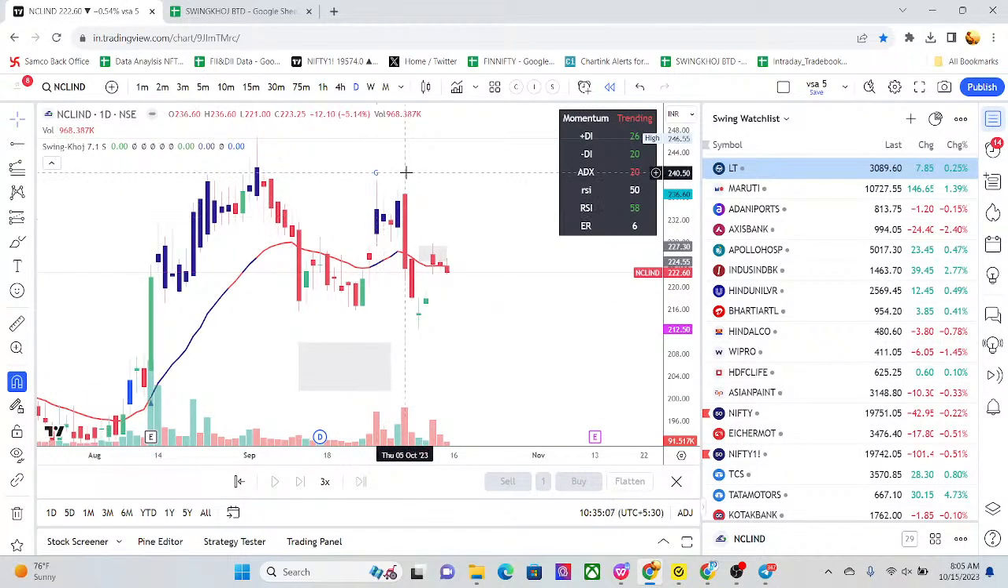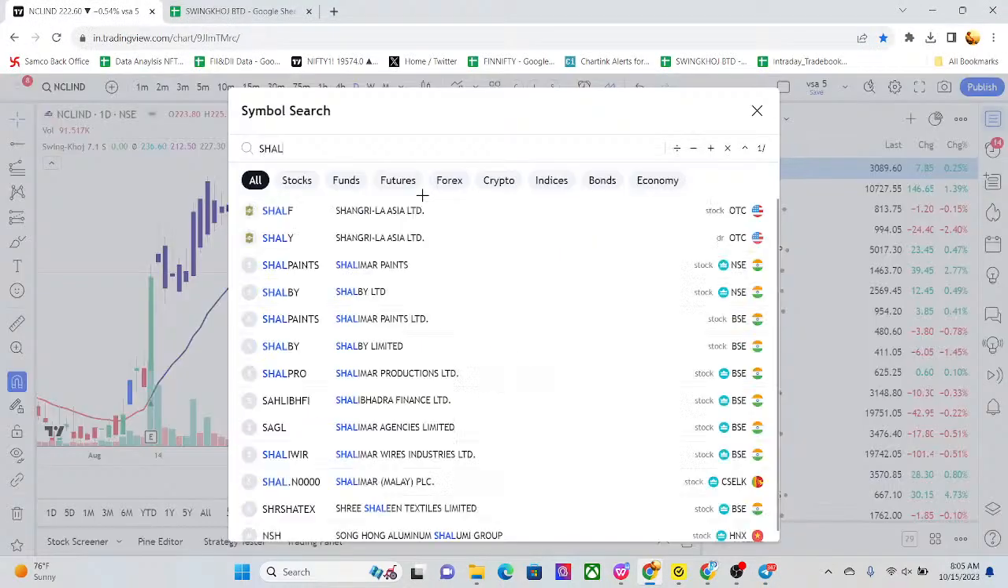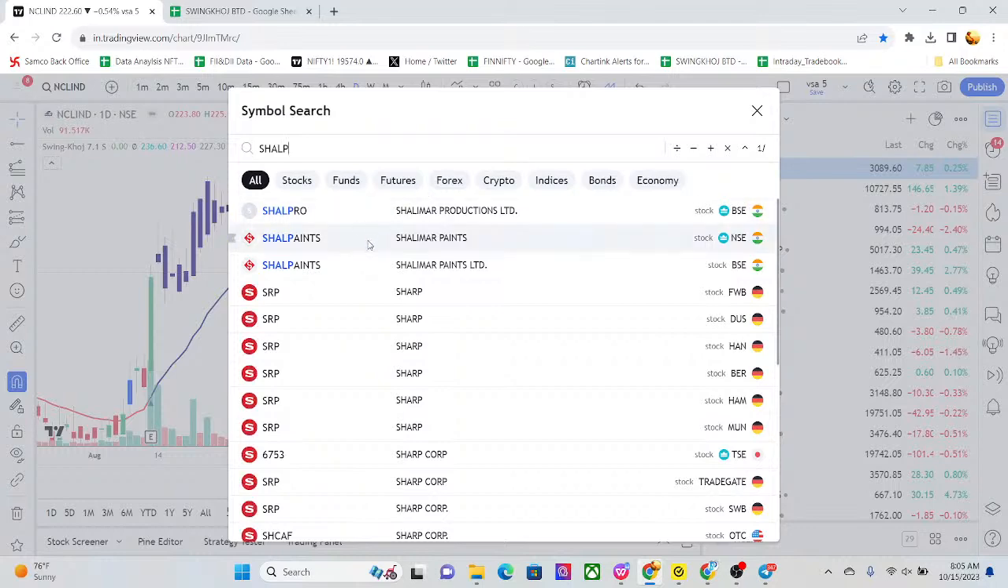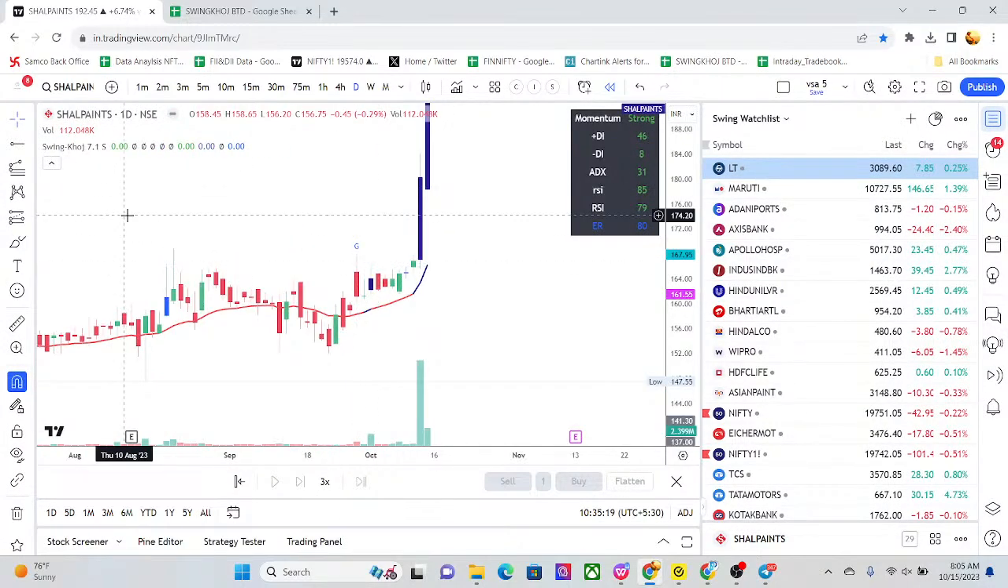Okay, here's the G bar, but we did not get entry here. Let's check another one. Shalimar Paints. Okay, here is the G bar.